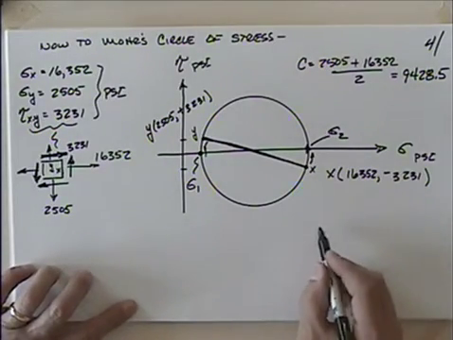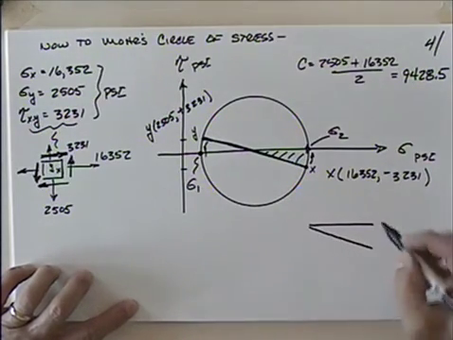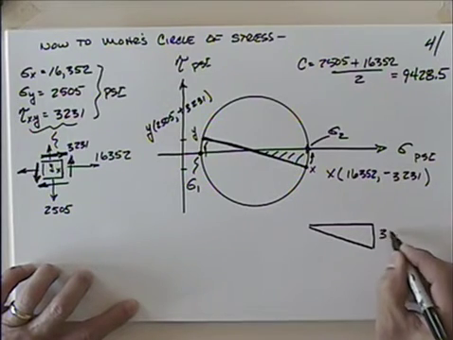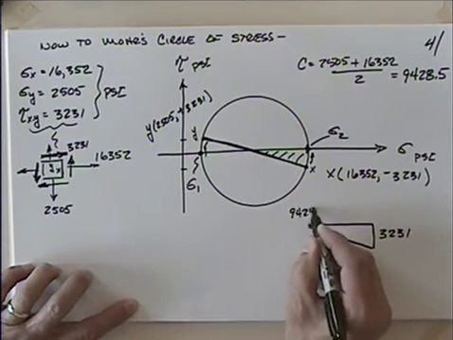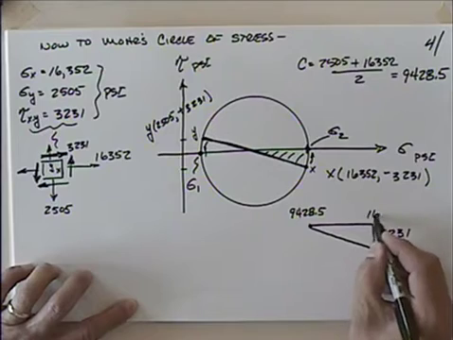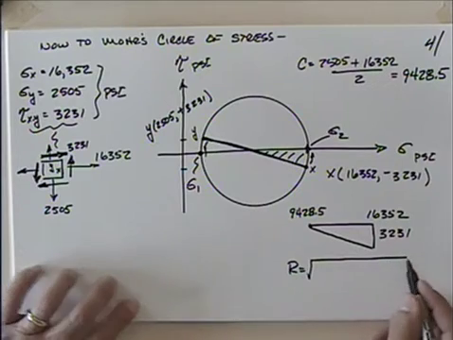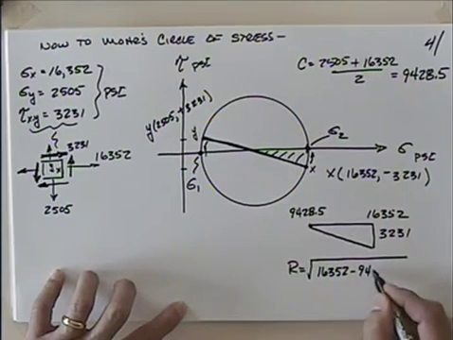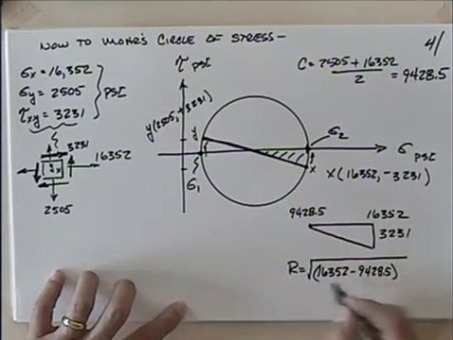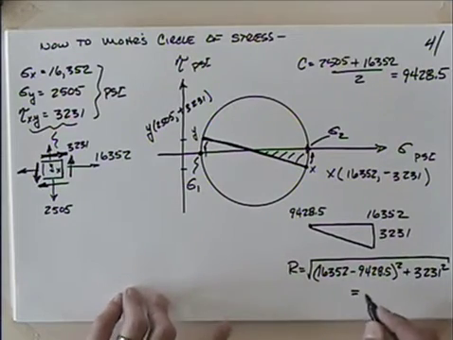So now if we look at, let's say this triangle right there, we have this side that's 3,231. We have this one going from 9,428.5 to 16,352. So we could say that R is equal to the square root of 16,352 minus 9,428.5 squared plus 3231 squared.